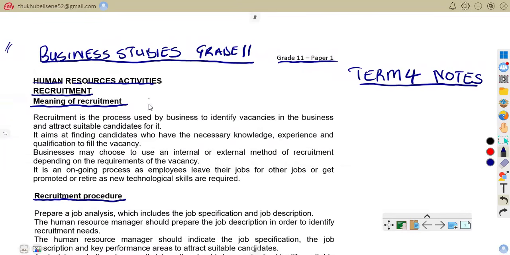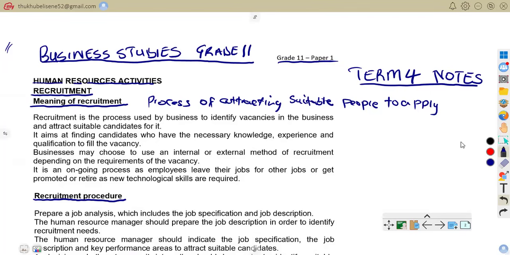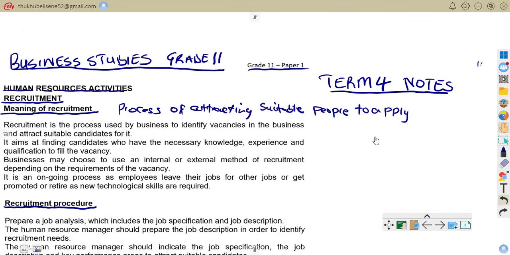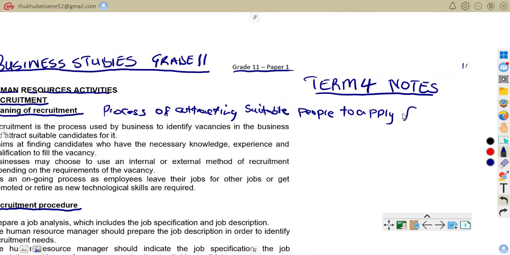That is the process of attracting suitable people or candidates to apply for a job.